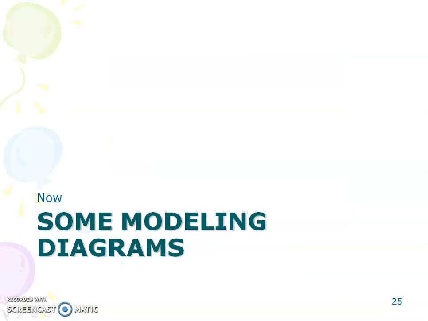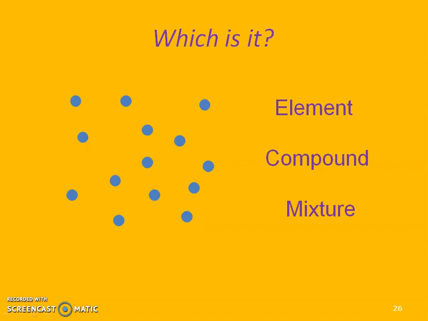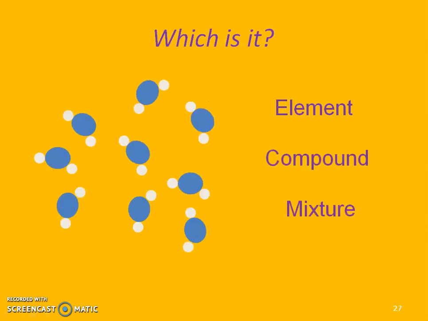So here are some more diagrams, because I can't show you atoms and molecules, but I can show you models. So I've got a bunch of dots here. What is it? Element, compound, mixture. Hopefully you came up with element. All right. Now I have 2 small dots with 1 big dot. What is it? An element, compound, mixture. You got it. Compound, because they were all the same.